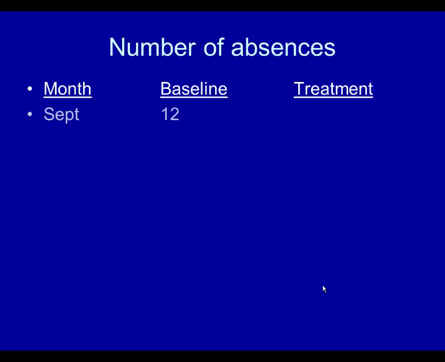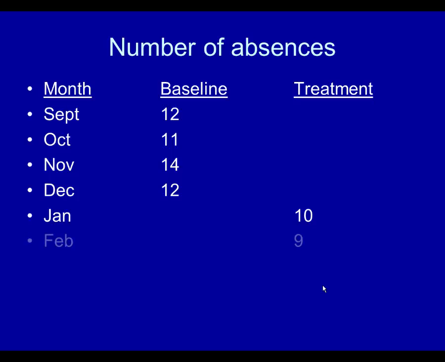Let's use an example here. Let's say this one client had 12 absences in September, 11 absences in October, 14 absences in November, and 12 absences in December. You started service in January. The first treatment recording was 10, then you had a 9, then a 7, and then a 6, and then a 4. So you can see the treatment recordings are better. The number of absences have gone down.